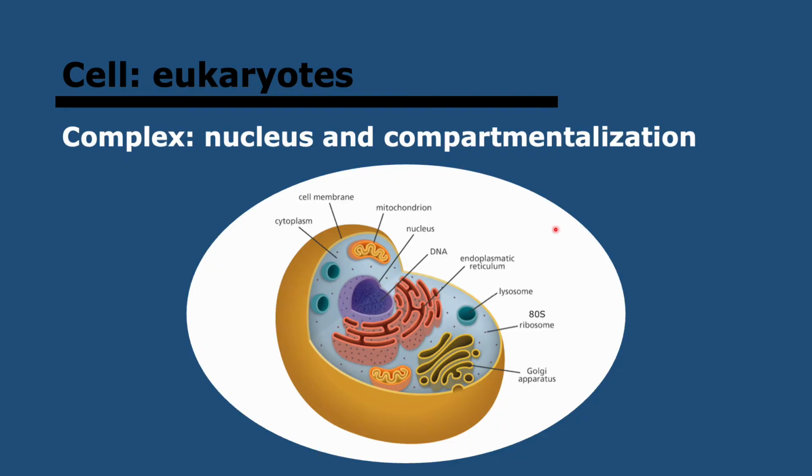Eukaryotes also have a plasma membrane. Some of them have a cell wall, but not all of them. And they are compartmentalized, so they have organelles within them that have their own membranes. A lot of them. We will look at them in the next slide.